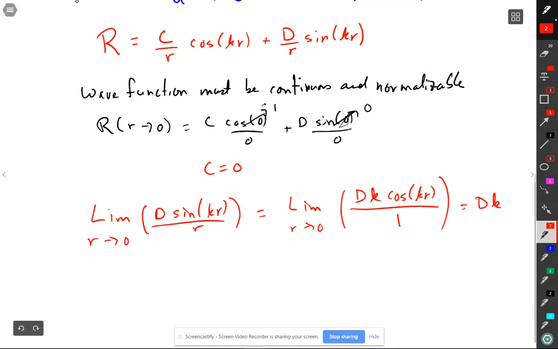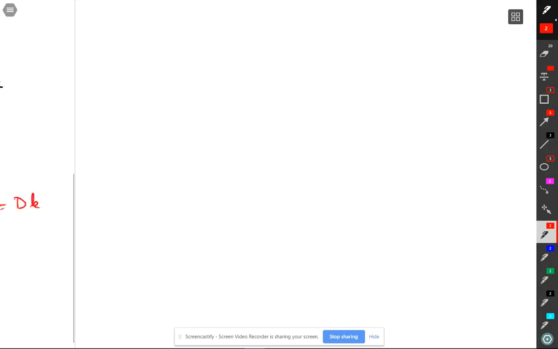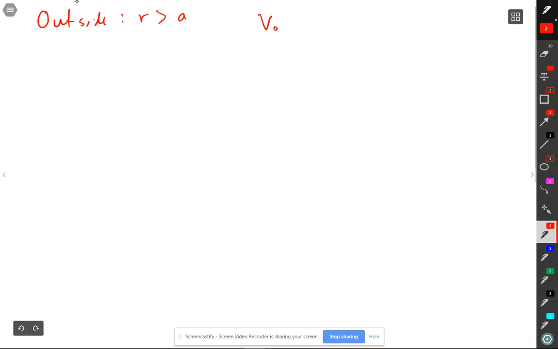So now we have our radial function inside is equal to d over r sine of kr. So we have the inside function. Now we look at the outside function. So outside, r is greater than a. Then we have the value of v0 is greater than e for it to be bound.